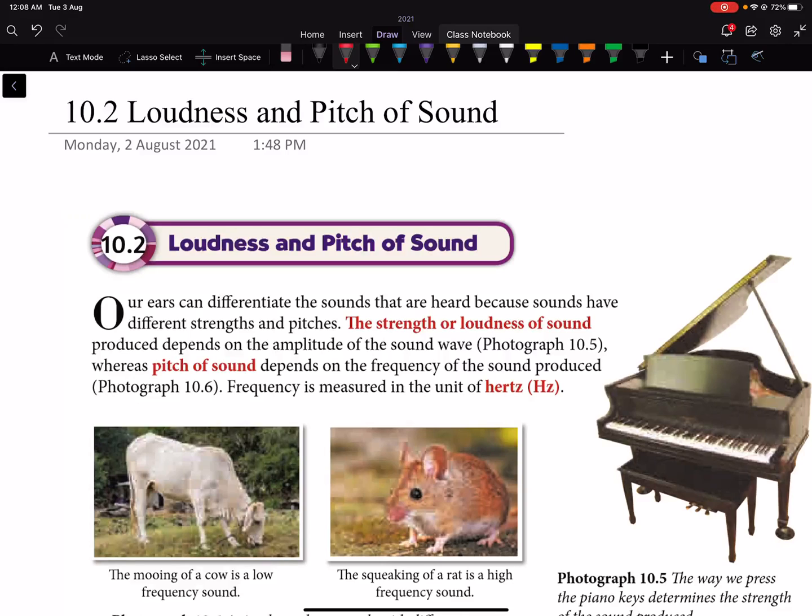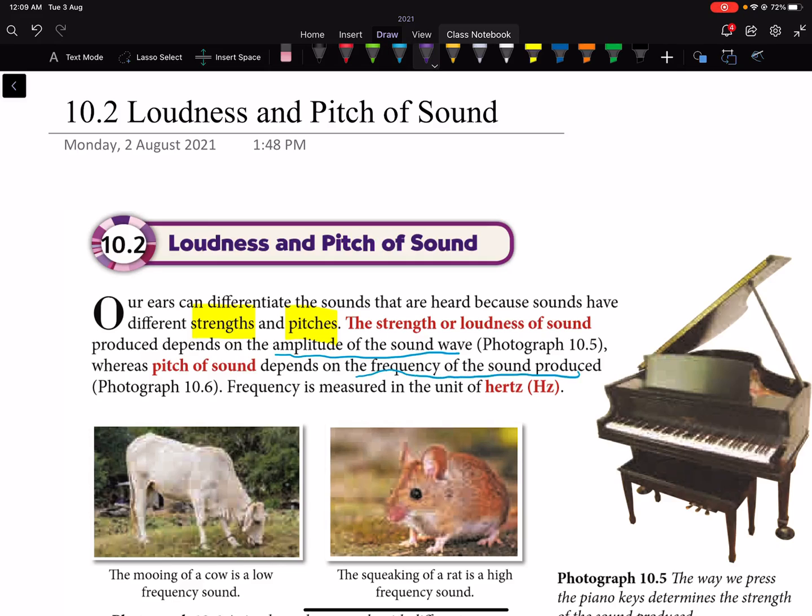Alright, good morning guys. Today we're going to learn about chapter 10.2 Loudness and Pitch of Sound. Our ears can differentiate the sounds that are heard because sounds have different strengths and pitches, right? What is strength? The strength or loudness of a sound depends on the amplitude of the sound wave. We'll get into that later. Whereas the pitch of a sound will depend on the frequency of the sound waves produced.